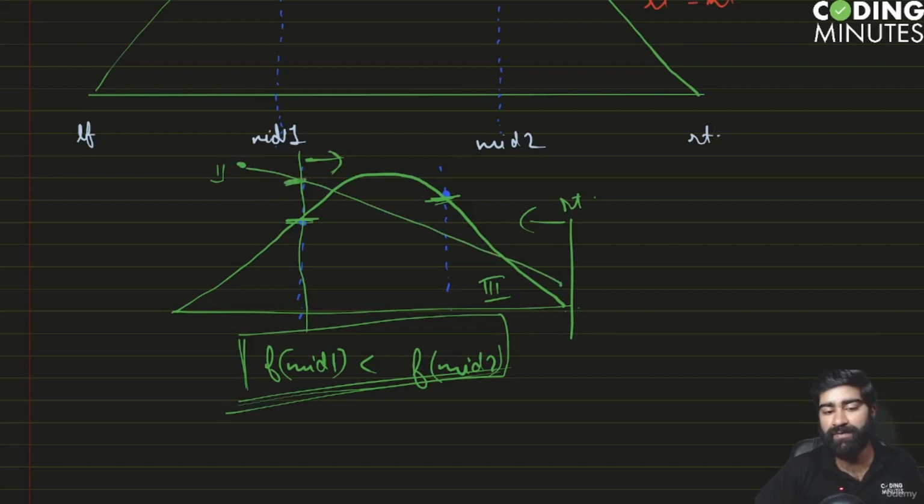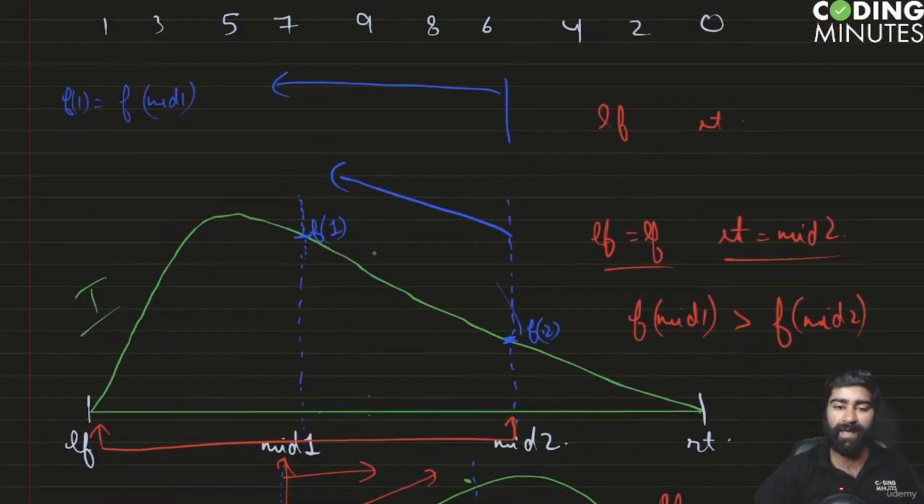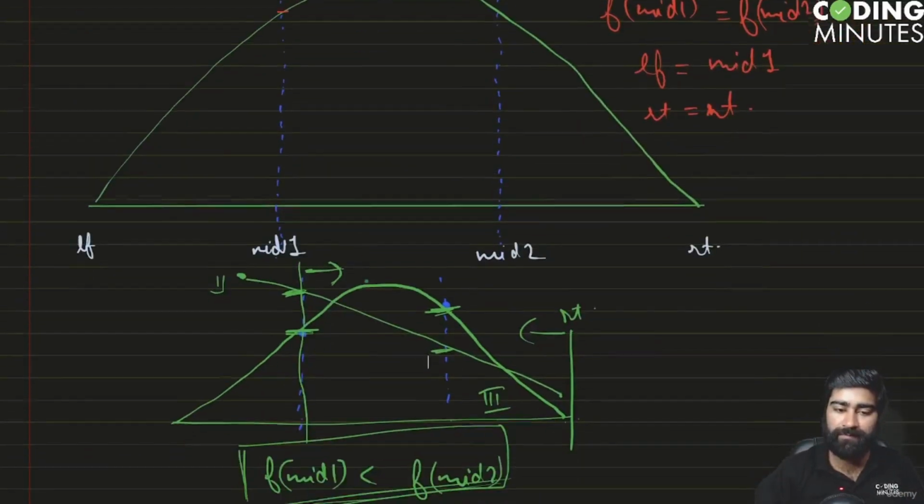That means f of mid 1 can never be less than f of mid 2. Cool. So I hope you understood ternary search. This is used to find a maxima or a minima. Similarly, you can do the same for minima and try to generalize it yourself. It will be just opposite of the maxima, right?